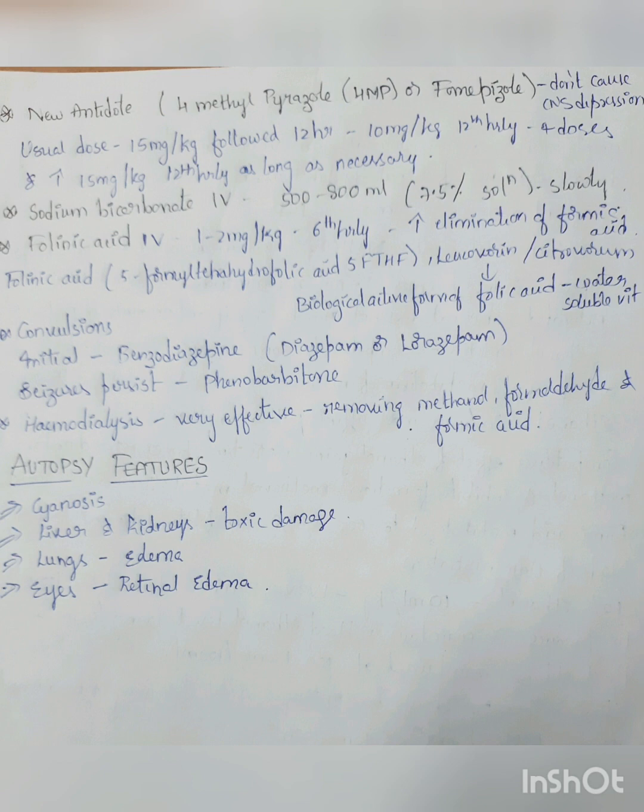If convulsions are seen, initially we have to give benzodiazepines like diazepam or lorazepam. If the seizures persist, we have to change to phenobarbital. Hemodialysis is very effective in removing the methanol, formaldehyde and formic acid. Autopsy features include cyanosis, liver and kidney damage, lung edema, and retinal edema in the eyes.